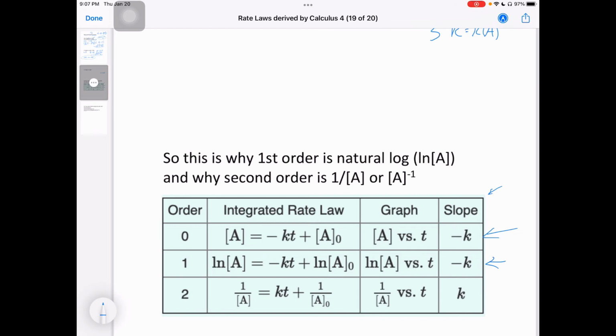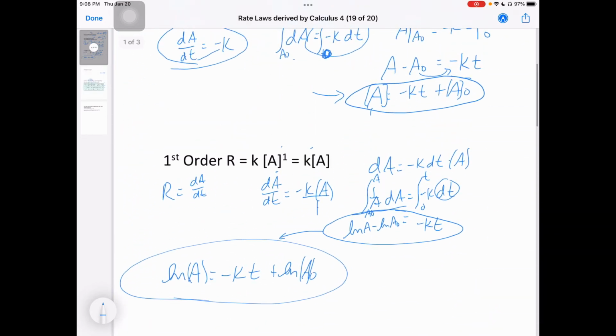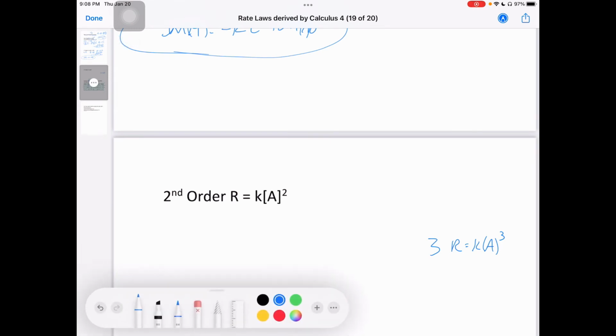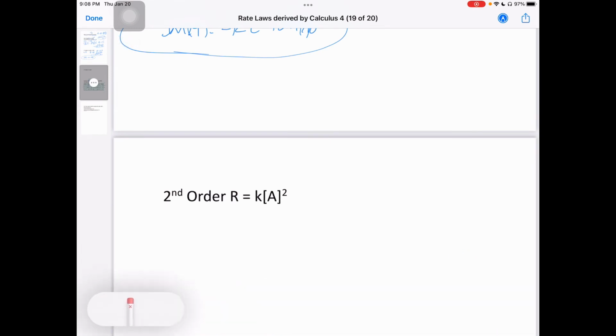Now, we'll talk about the second order in a moment. So do you see that this rate law and this rate law, it's ln A, negative kt, plus ln of A0? Looks almost the same. Kind of looks like y equals mx plus b. And that's exactly what it is. That's the y. There's the slope. The slope is the constant, k. And the b is where it crosses the axis at the initial concentration at time 0. Awesome.